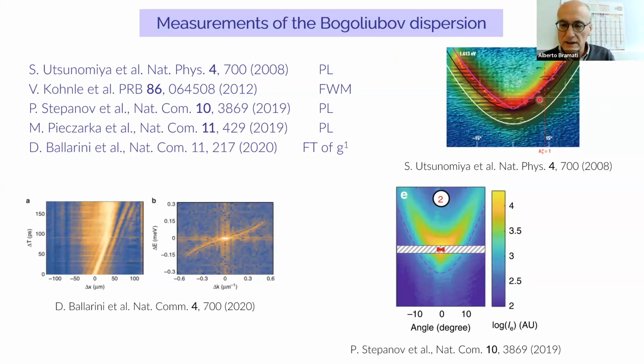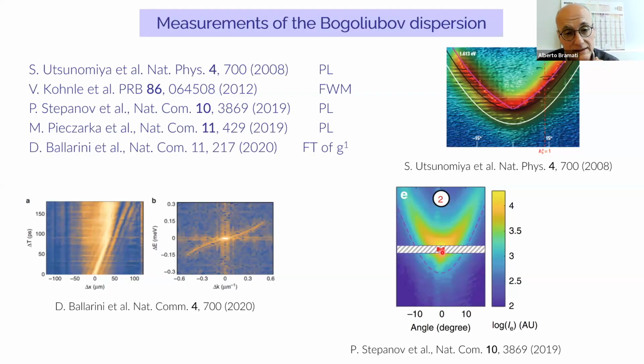They are measuring the dispersion relation, and it is indeed very difficult to have clear evidence of the linearity, or of the linearization, of the Bogoliubov dispersion. In particular, this is due to the fact that it's difficult to go into the very low wave vector regime, because the detection is saturated by the pump.